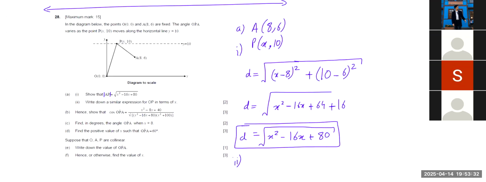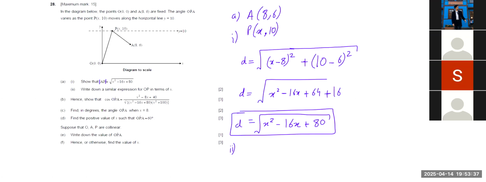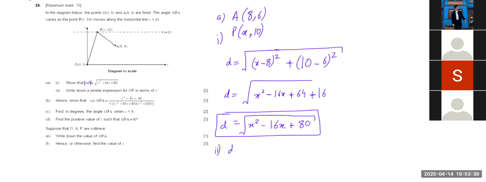I might have indirectly called you guys not very bright, by the way. I apologize for that. So we need to find the distance between O and P now.